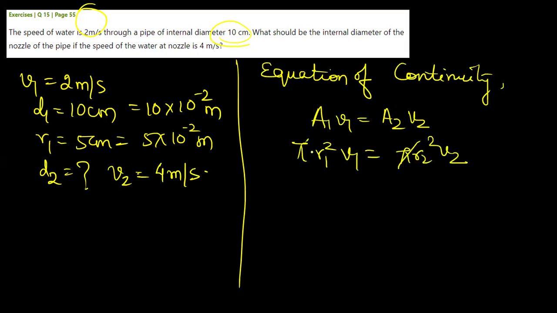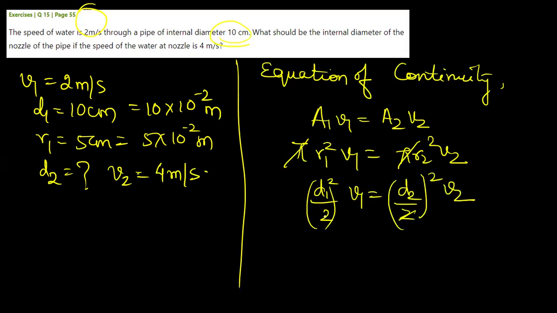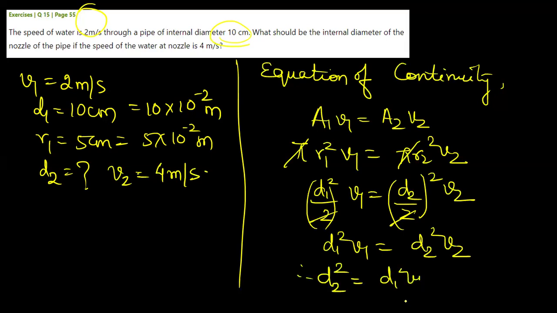पाई पाई कैंसिल. रेडियस को डायमीटर के टर्म्स में करो, तो डायमीटर का हाफ होता है ना रेडियस, तो (d1/2)² into v1 equal to (d2/2)² into v2. 2 2 कैंसिल, तो d1² v1 equal to d2² v2. We need to find out d2, so d2² will be equal to d1² v1 upon v2. तो सब्स्टिट्यूट द वैल्यू, d1² v1 upon v2 का वैल्यू सब्स्टिट्यूट करो.